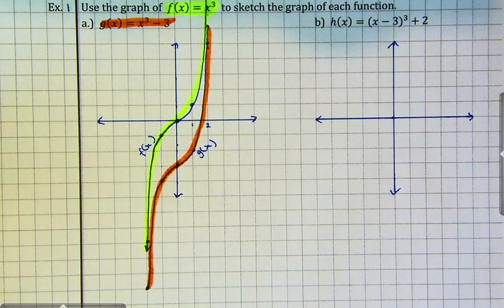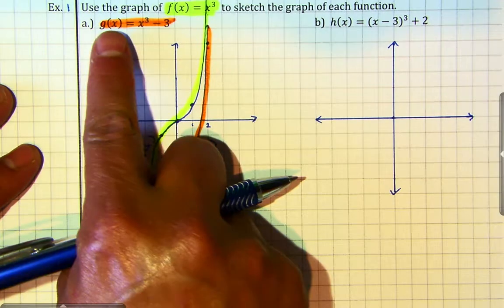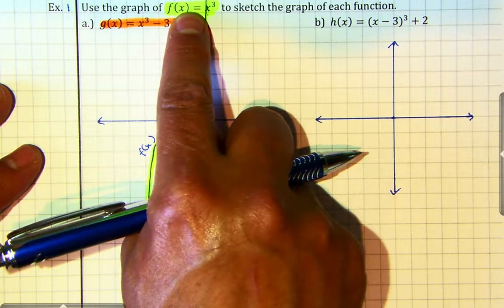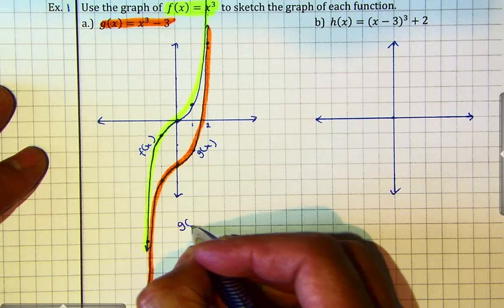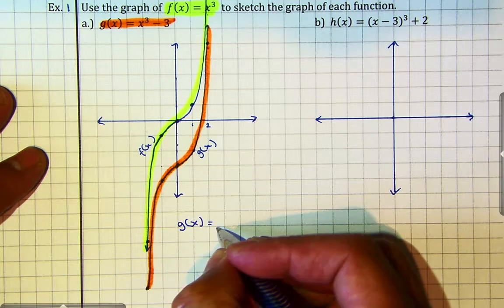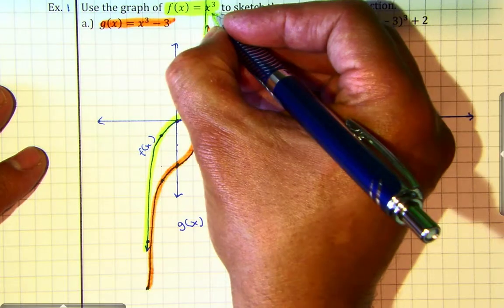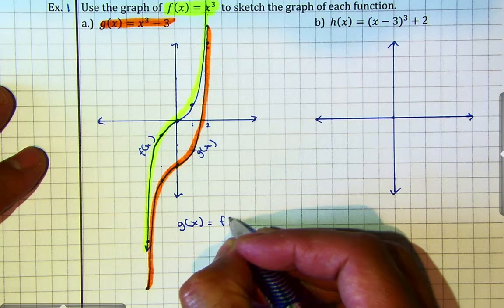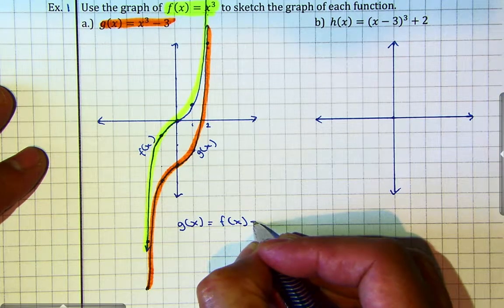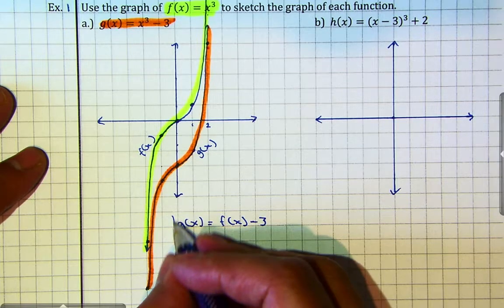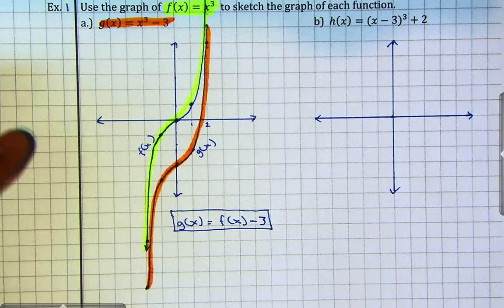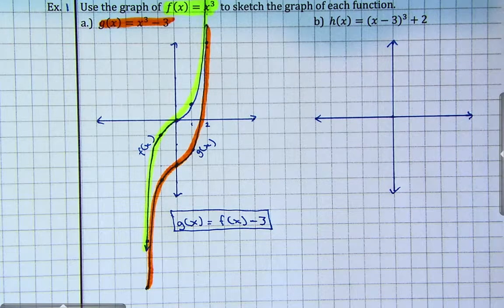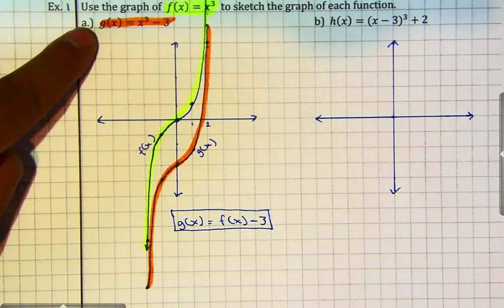One more thing that we can do is that we can express g of x in terms of f of x. So we have g of x is going to be equal to f of x minus 3. And we'll come back to this notation throughout the notes and on the last few examples. So that's another way to be able to represent g of x.